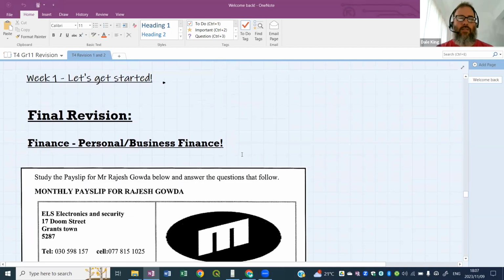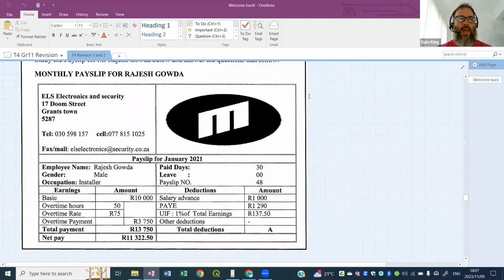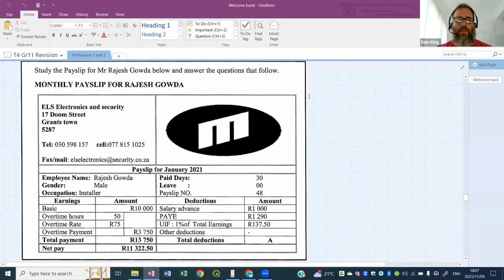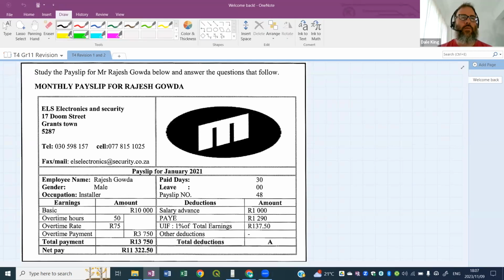We're talking about finance, and we're going to talk about personal and business finance tonight. The first question we're looking at is personal finance, and here we have a pay slip for a Mr. Rajesh Gowda. Something that you are all going to get one day is a pay slip, and we're going to answer some questions on this pay slip, and then we're going to move on to some business finance. So first thing we know is this is the name of the company that this person works for.